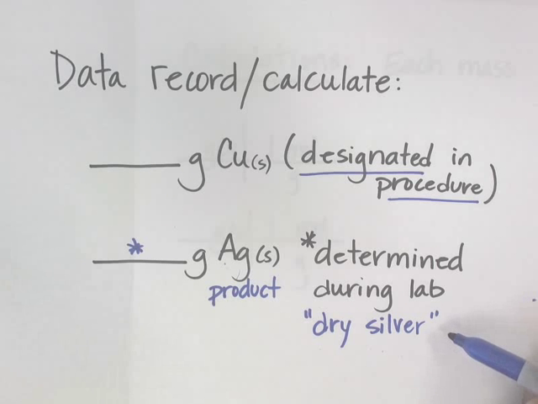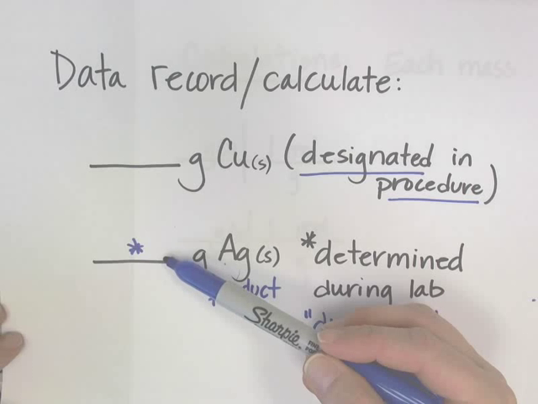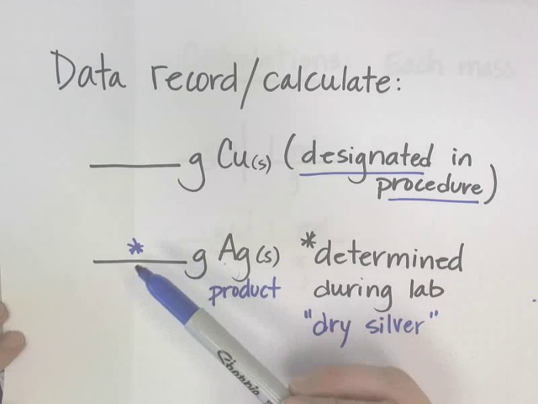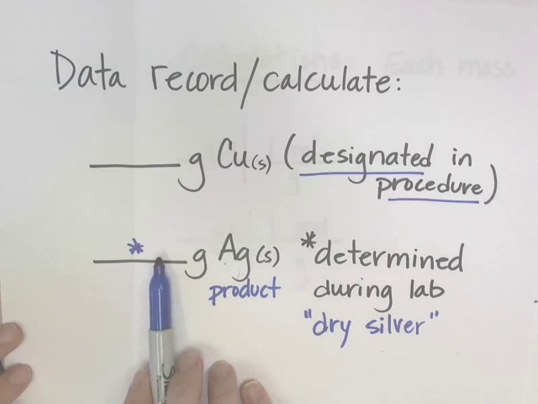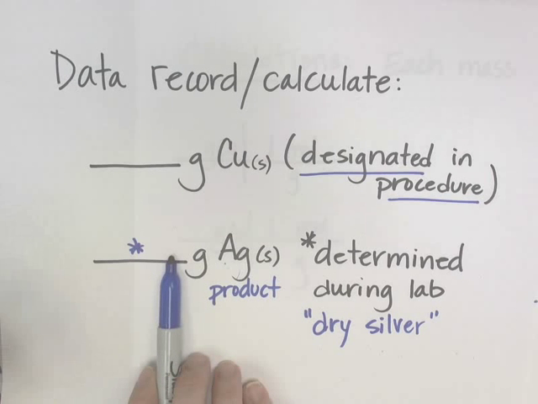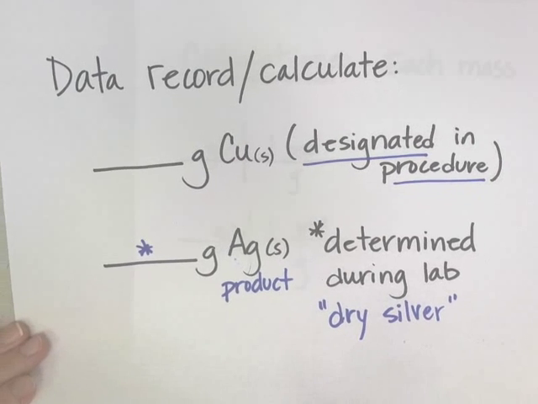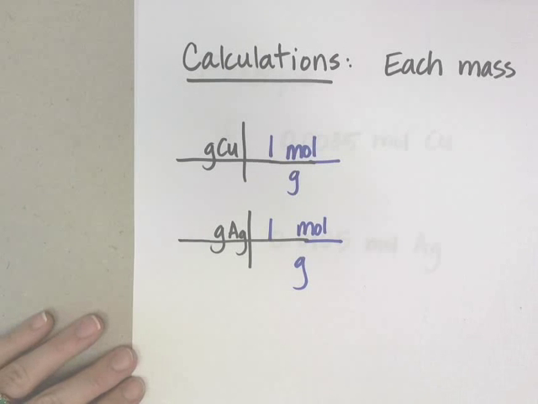Late Night Labs refers to it as the dry silver, which means you've poured off any solution and you've also subtracted out the mass of the empty beaker. So don't forget to do that. We don't want to report the mass of a beaker here. We want just what's inside the beaker. So it should only be a few grams, 3 or 4 grams. That's all we need to then proceed with the calculations.